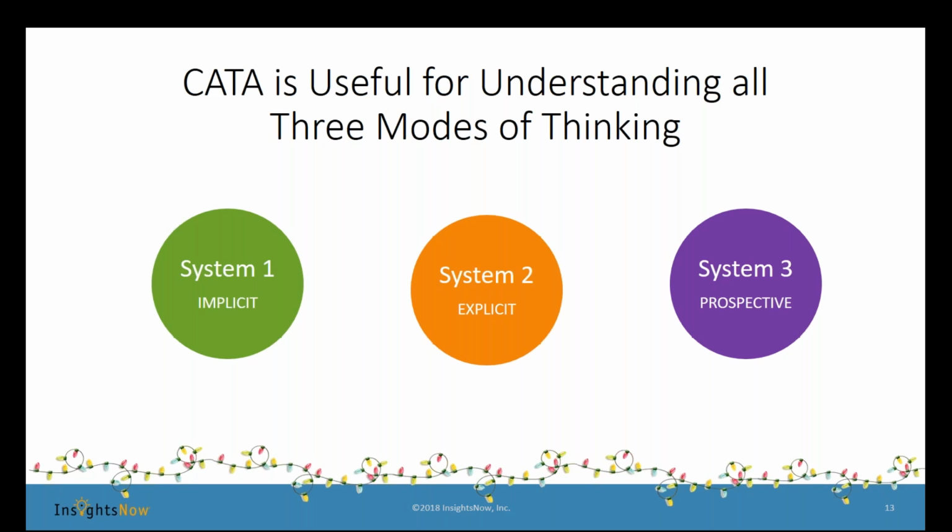In my experiences with CATA, most often we're trying to get quick responses. So we're thinking a lot about the implicit response that we might be getting. And on the next slides, I'm going to go into these in more detail about how we can think about moving them also from implicit, and when the opportunity is, to explicit or prospective types of CATA questions.